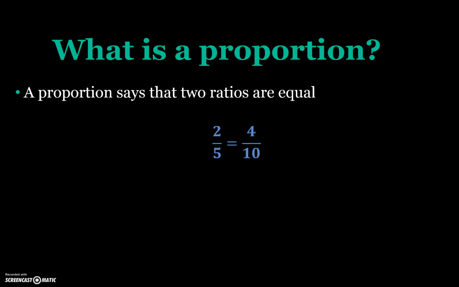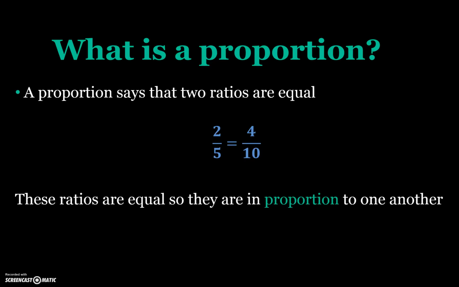Because if I were to take 4 over 10 and reduce it as a fraction like you've learned in the past, that will reduce to 2 over 5. Now these ratios are equal, so they are considered proportionate, and they are in proportion to one another. For example, 2 out of 5 is going to be equal to 4 out of 10.